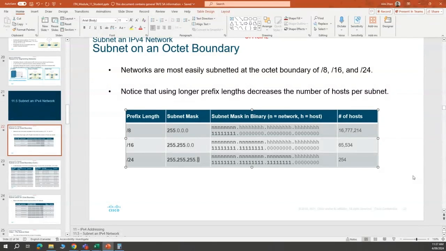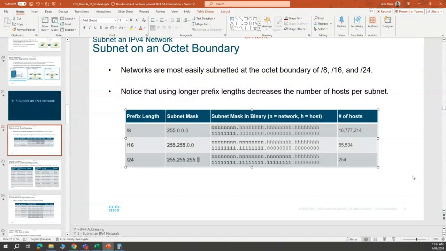So do you remember what was the default Class B subnet mask? Which one of those 3 is the default Class B subnet mask? 16, correct. So why am I asking you that?